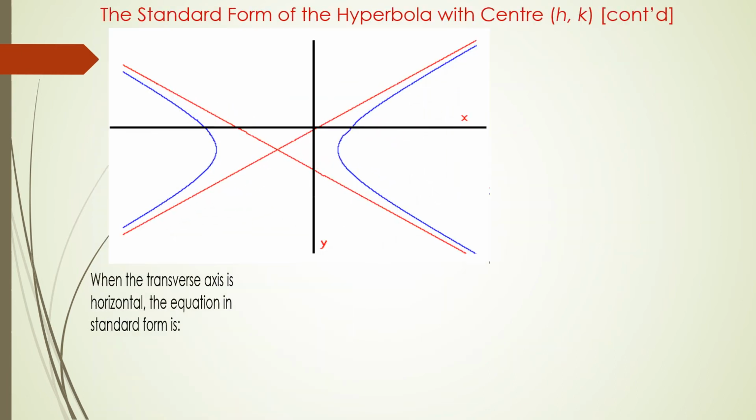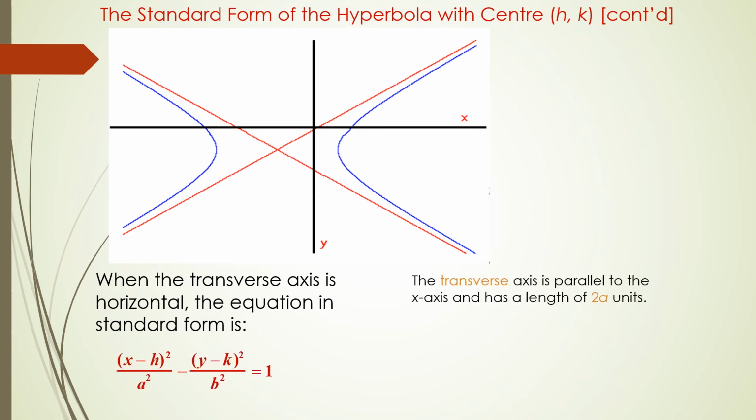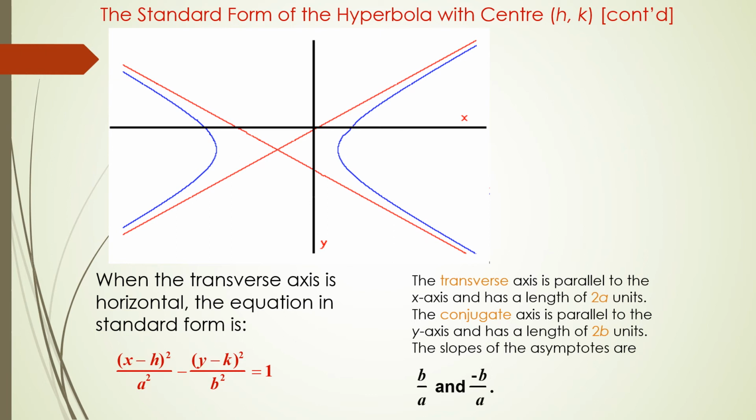Okay, so let's have the standard form with center at (h, k) and a horizontal transverse axis, so opening left and opening right. The x squared term comes first. If x squared is positive before the minus sign, your hyperbola will open to the left and to the right. It is parallel to the x-axis, 2a again and 2b again for the conjugate axis, and the slopes are b over a and negative b over a.